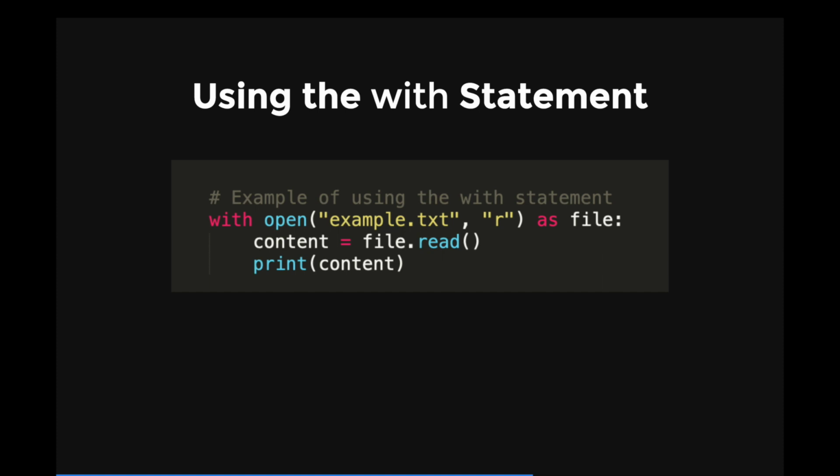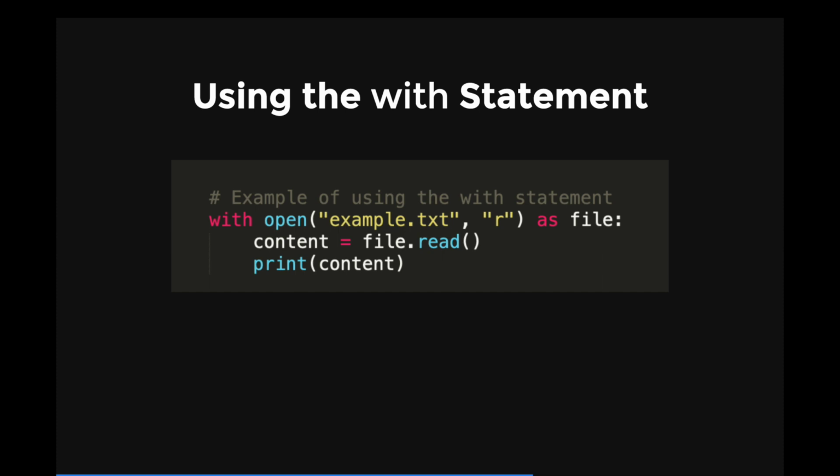Using the with statement. To ensure that a file is properly closed after you're done working with it, you can use the with statement, which automatically closes the file when you're done with it. So you can say with open example.txt and r as the read mode, and you say as file. So the opened file is assigned to the file variable. Then you say content equal to file.read, so you read from there, and then print content. Using the with statement is recommended because it's more concise and ensures that files are closed properly even if an error occurs while processing them.